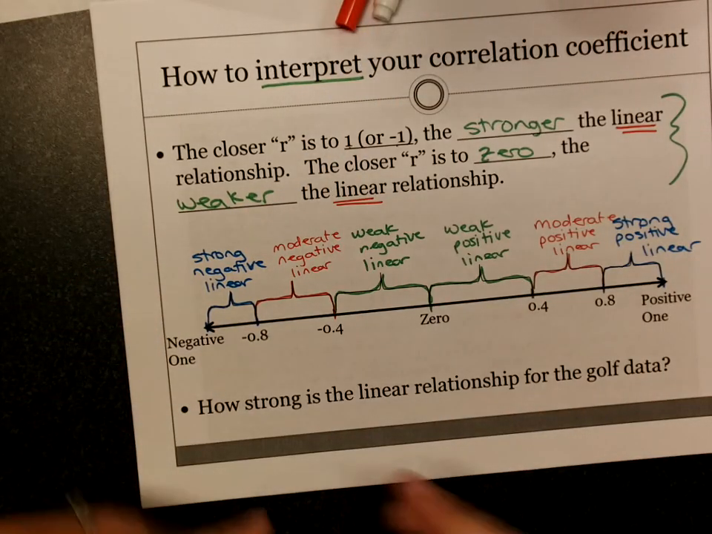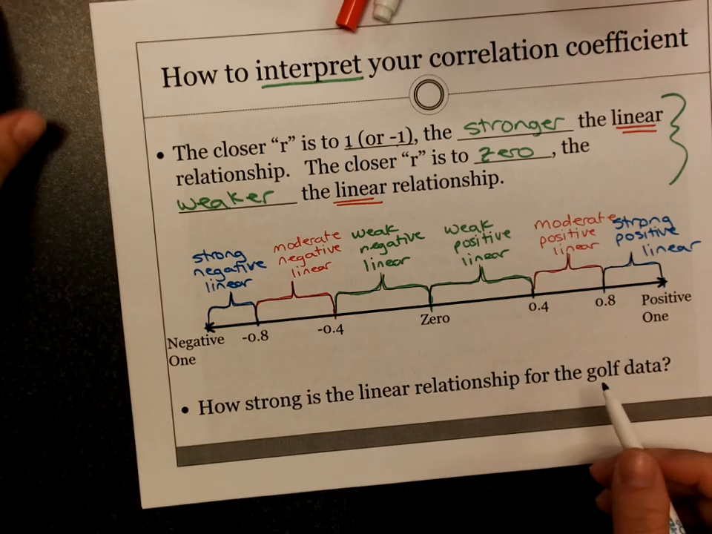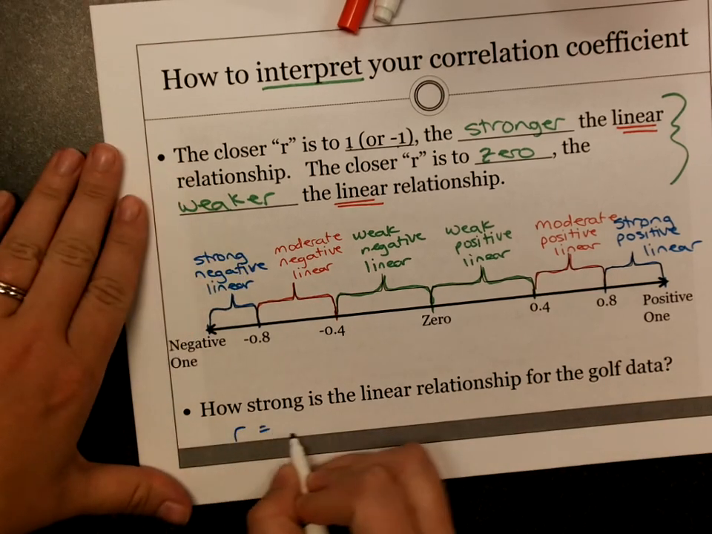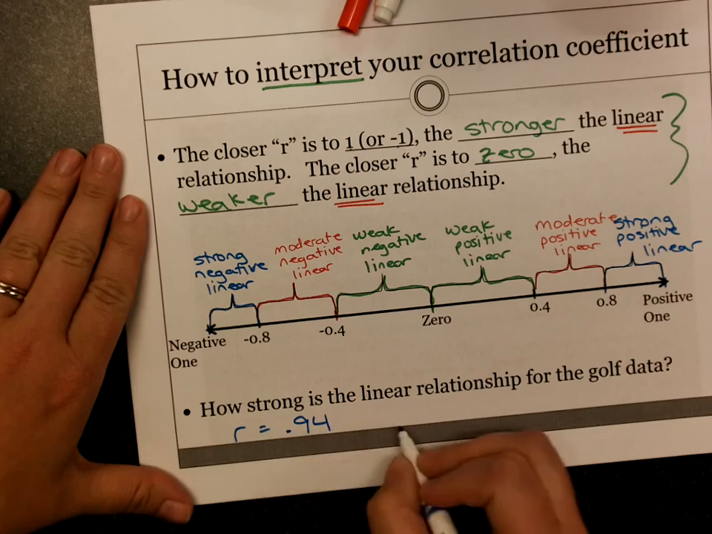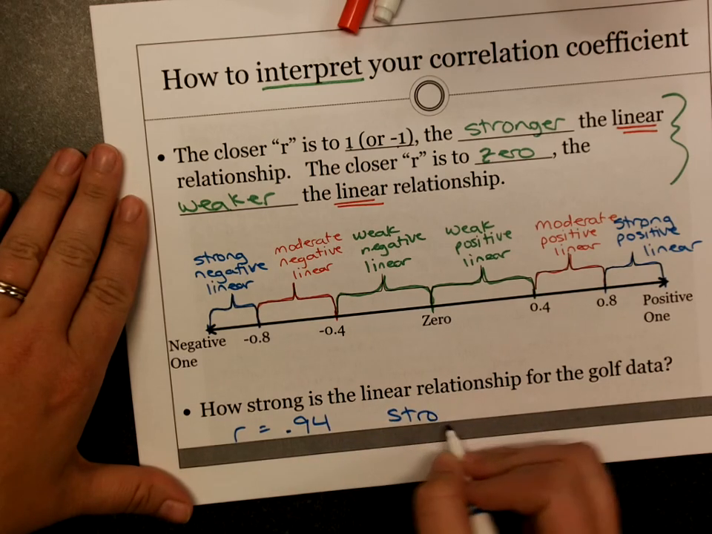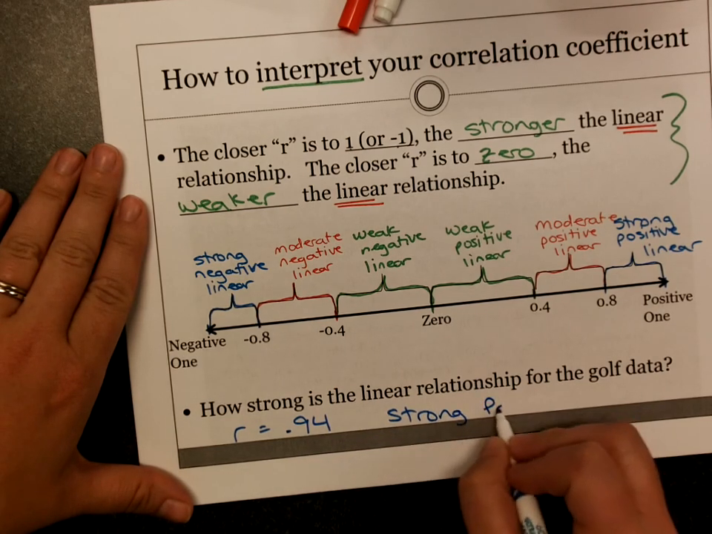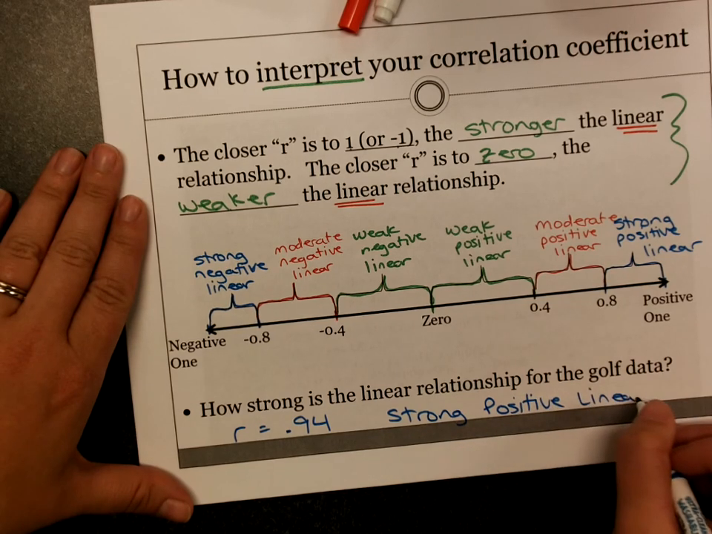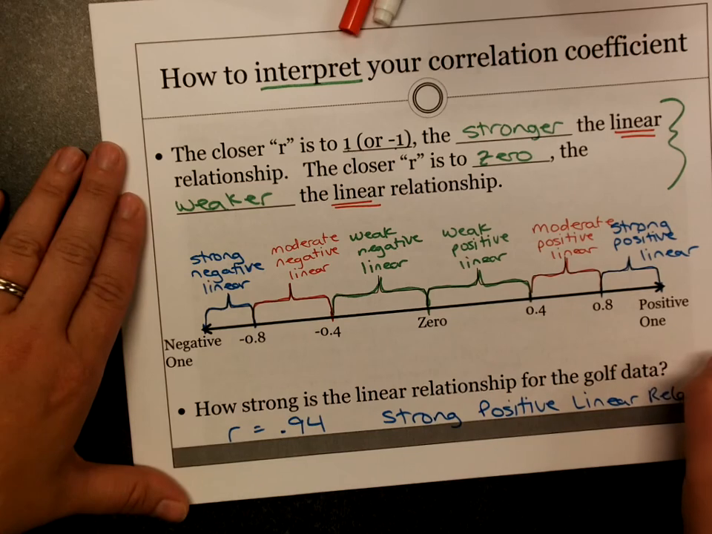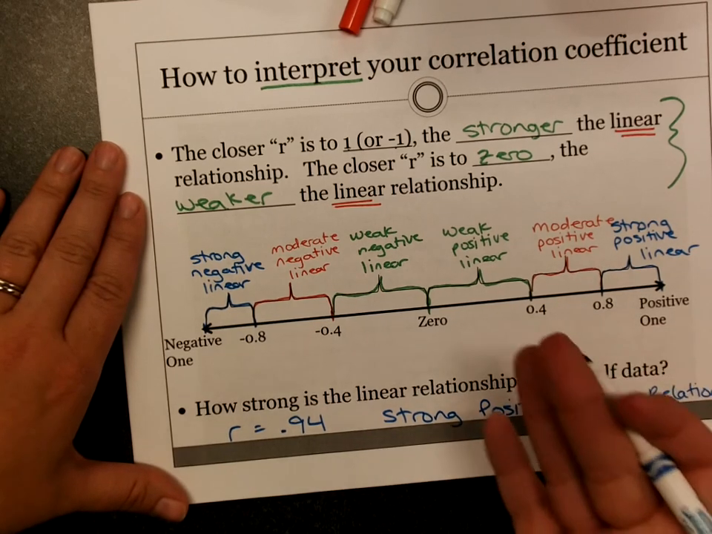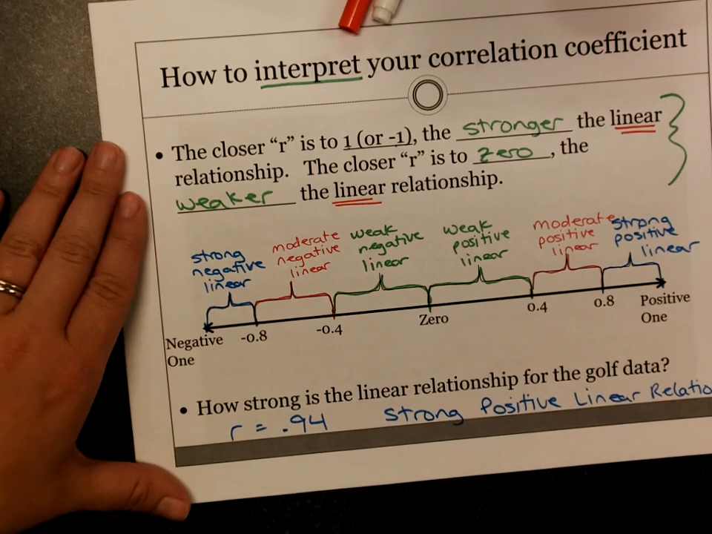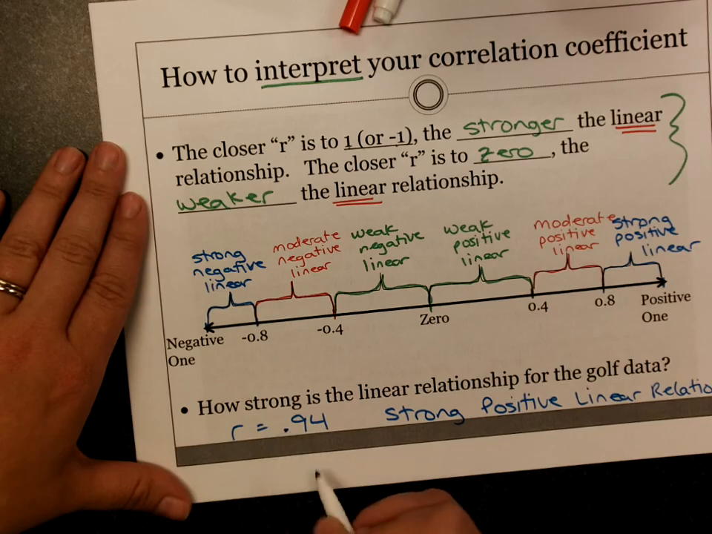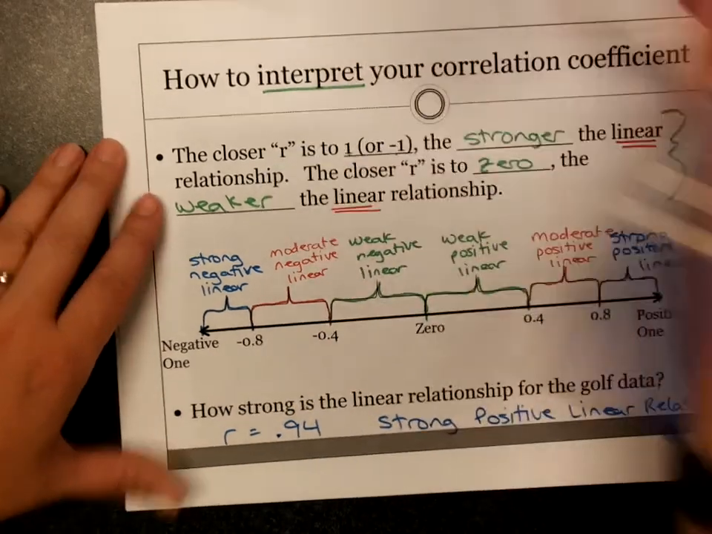So how strong is the linear relationship for the golf data? We got an R value of 0.94. That means we have a strong, positive, linear relationship. So it matches up pretty well that the faster you swing the club, the further the ball will travel. It's got a strong, positive, linear relationship with an R value of 0.94. All right.